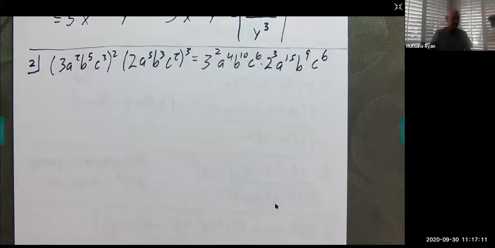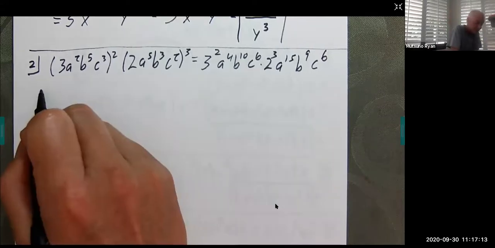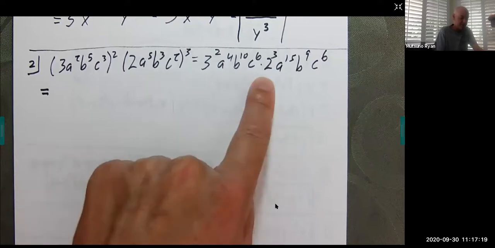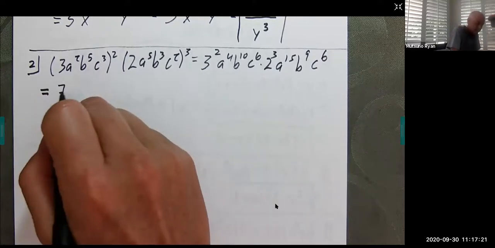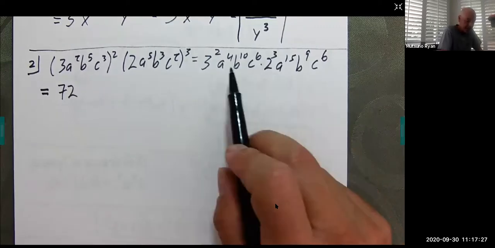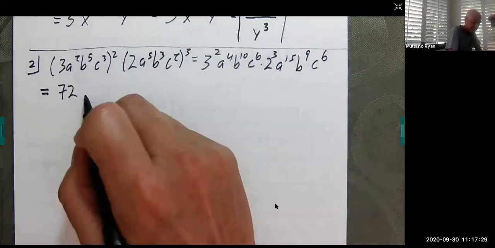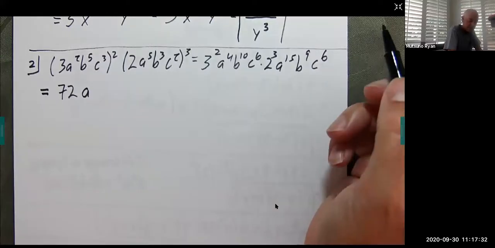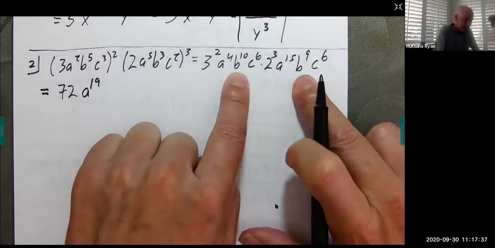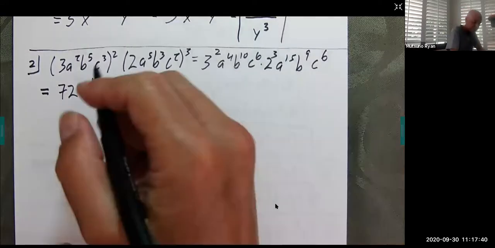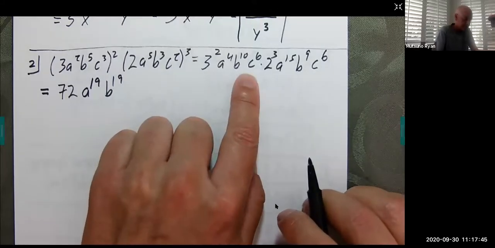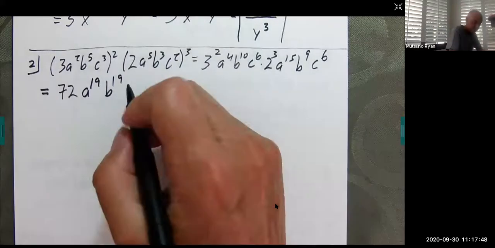And you can see. So I'm going to move the numbers to the front. 3 to the second is 9. 2 to the third is 8. 9 times 8 is 72. A to the 4th times a to the 15th, I'm going to add the exponents. 4 plus 15 is 19. B to the 10th times b to the 9th, I'm going to add the exponents to get, again, b to the 19th. And then c to the 6th times c to the 6th is c to the 12th.